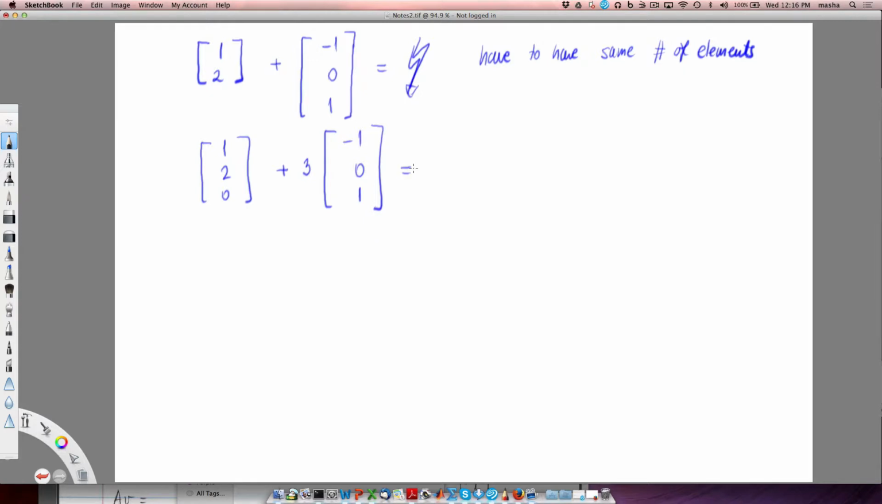How do I do this? What is my result? You get 1 plus -3 for the first number, so you get -2, and 2 for the second number, and then 3 for the last one. So basically, even if I had the multiplication here, I would multiply each element and just perform the addition, and my result is a vector of the same size. So this is called linear combination of vectors.